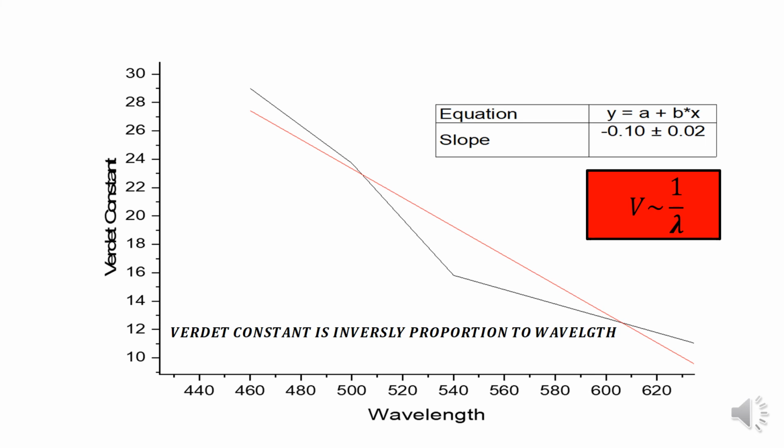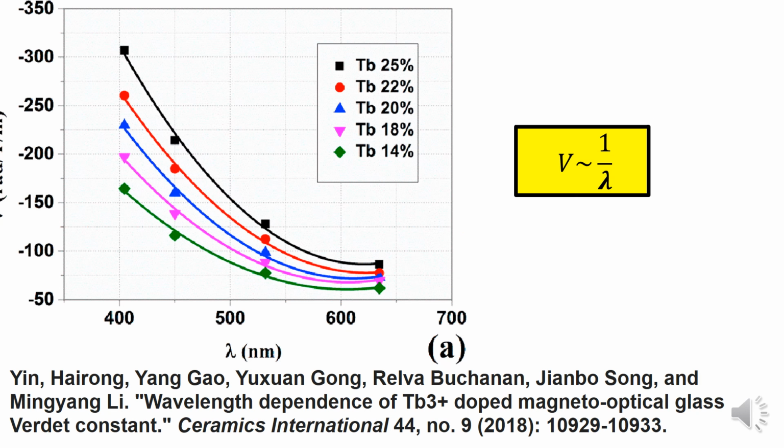Same thing has been noticed in some such papers. So this was a paper from 2018. They have studied different materials. These are different materials. Accordingly, you can see the graph also, at the minimum wavelength, the Verdet constant is maximum, and at the maximum wavelength, the Verdet constant is minimum.